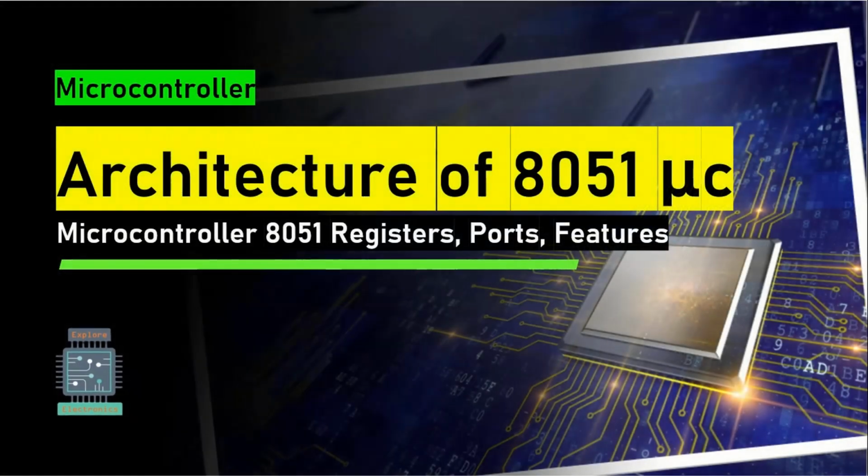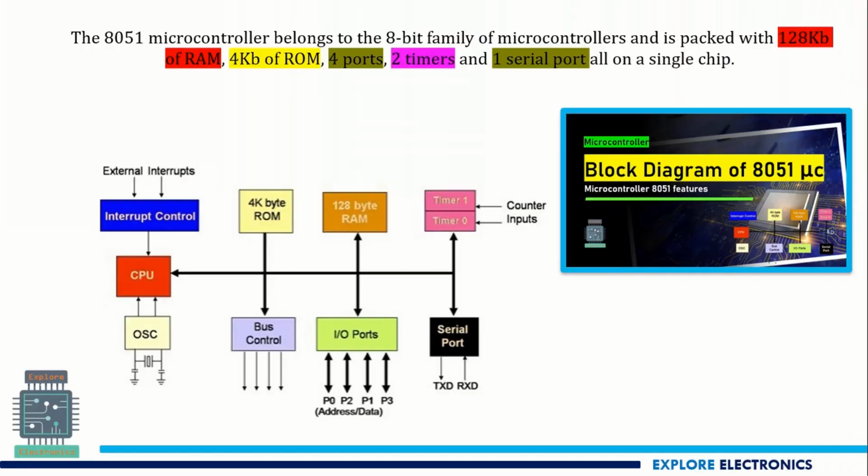This video is on architecture of 8051 microcontroller. So let us see which are the registers, ports and few features of microcontroller 8051. In the last video, we have seen the block diagram of 8051. Here the components are discussed: interrupt control, CPU, oscillator, bus control, ports, serial port, RAM and ROM. These are the main blocks of 8051 microcontroller we have seen in the last video.